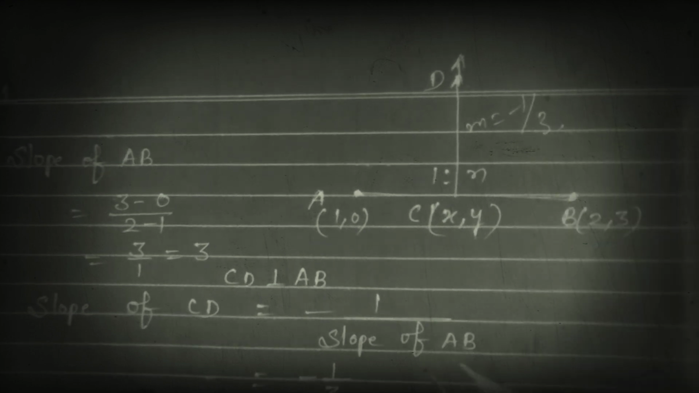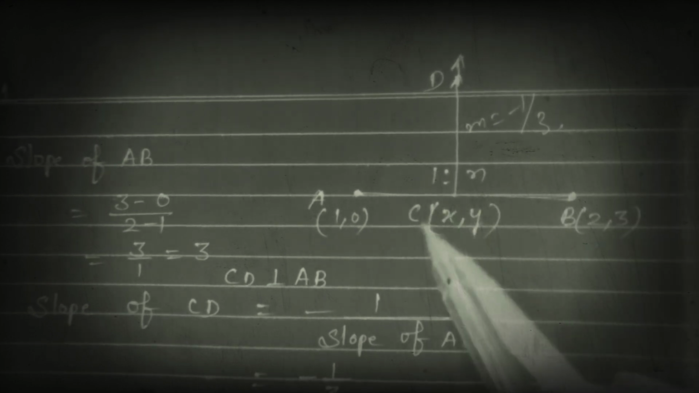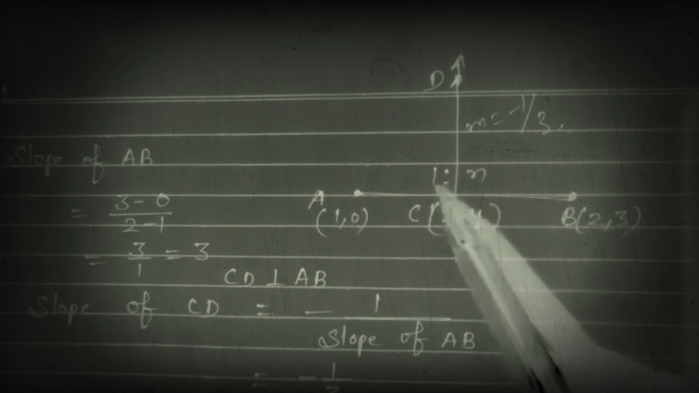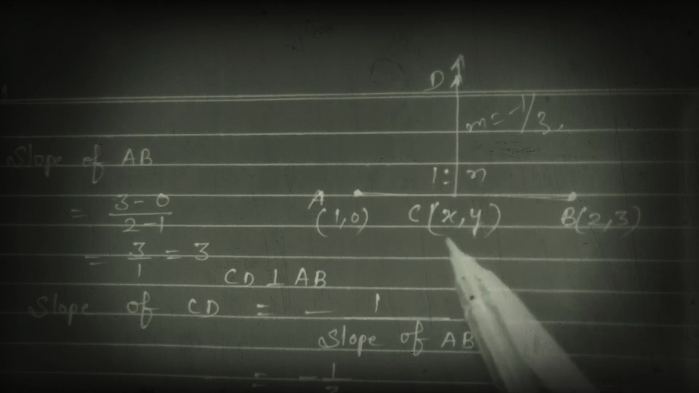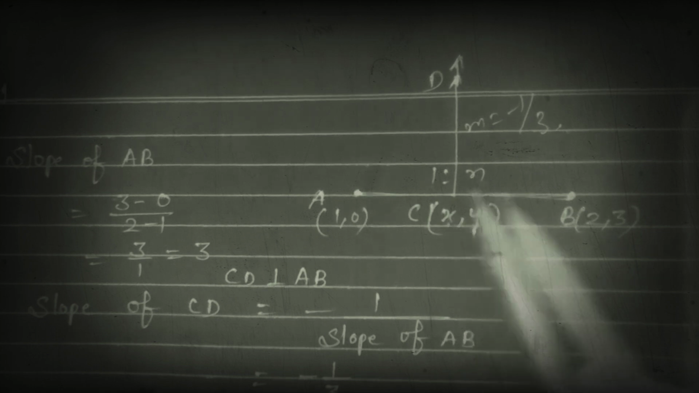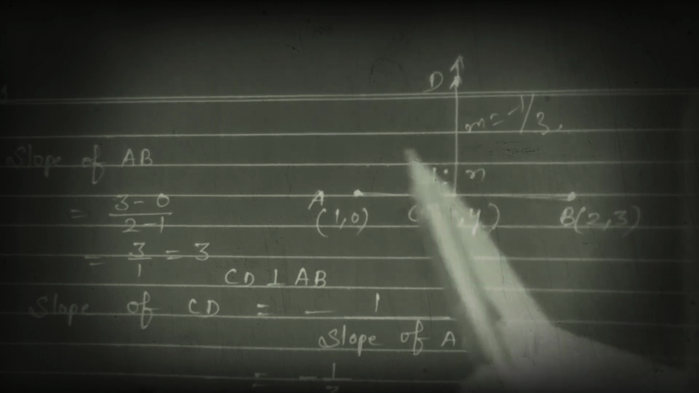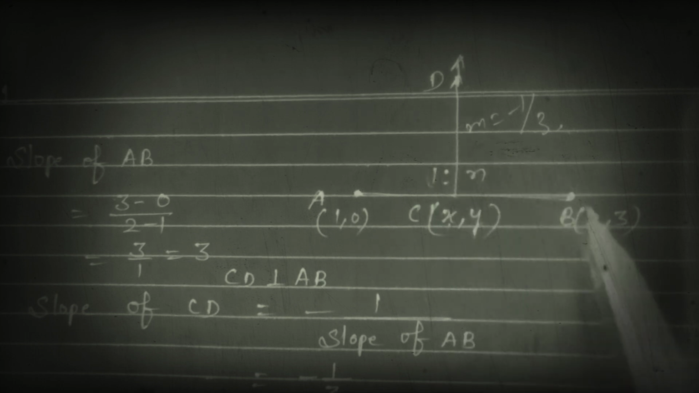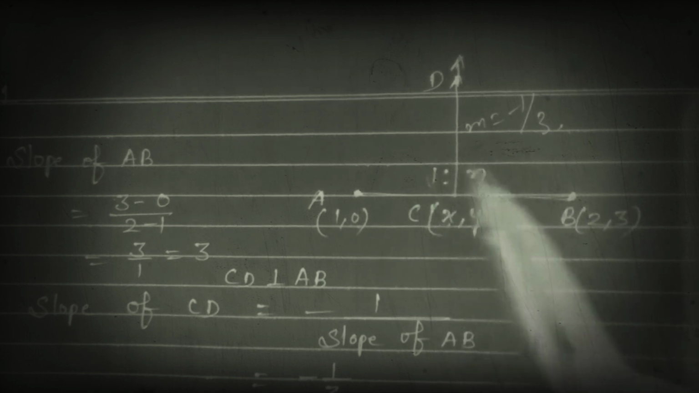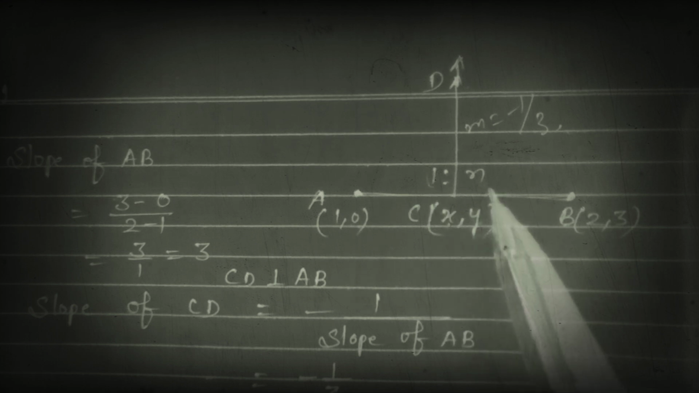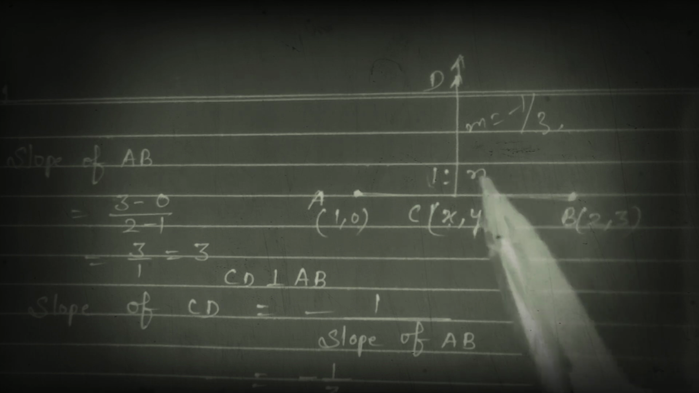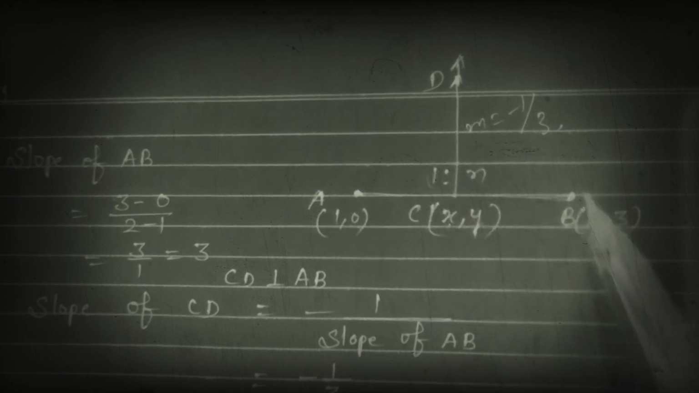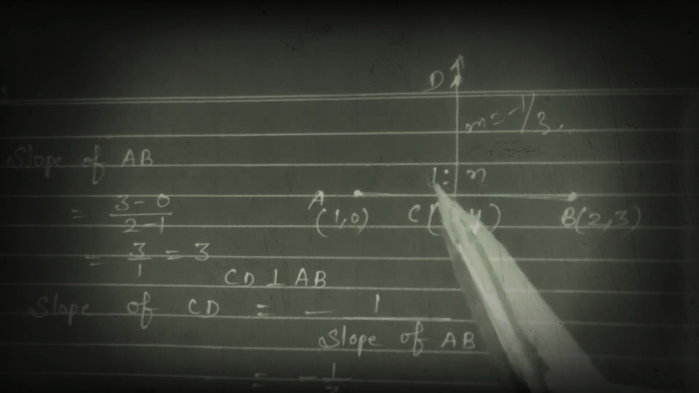Now we will find the passing point, this one, the x and y coordinate. We know the ratio here, so we can find the coordinate. The x coordinate will be 1 into 2 plus n into 1 upon 1 plus n. How do we find the x coordinate? Suppose the ratio is m:n, then m into x2 plus n into x1 upon m plus n. So look at this, 1 into 2 plus n into 1 upon 1 plus n.